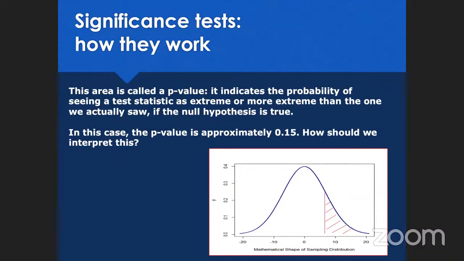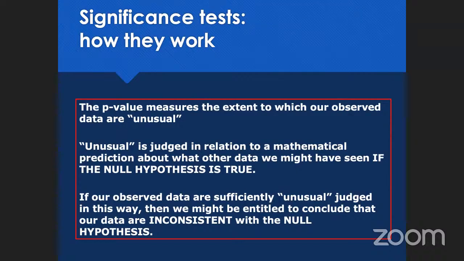So how can we interpret this on the drawing as it is shown there? The p-value measures the extent to which our observed data are unusual. This unusualness is judged in relation to the mathematical prediction about what other data could have been seen if the null hypothesis was true. And if our observed data are sufficiently unusual, judging this way, then we might be entitled to conclude that our data are inconsistent with the null hypothesis.